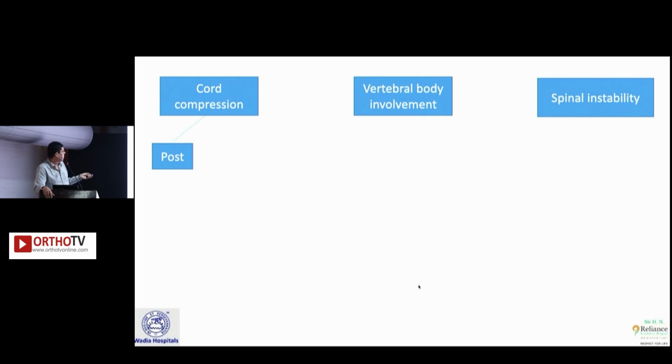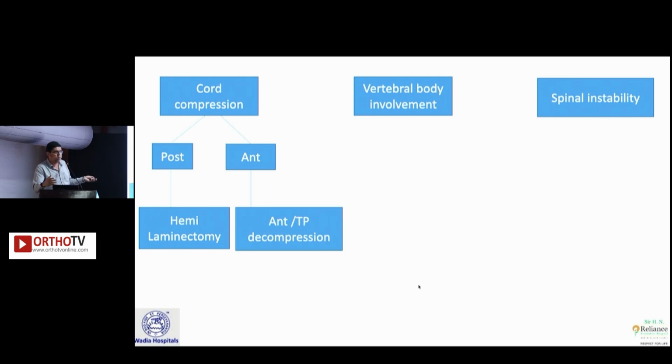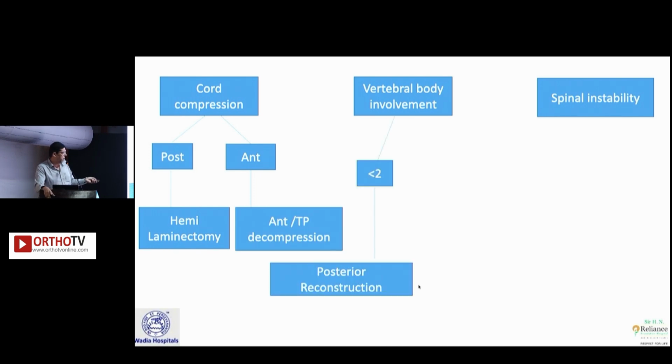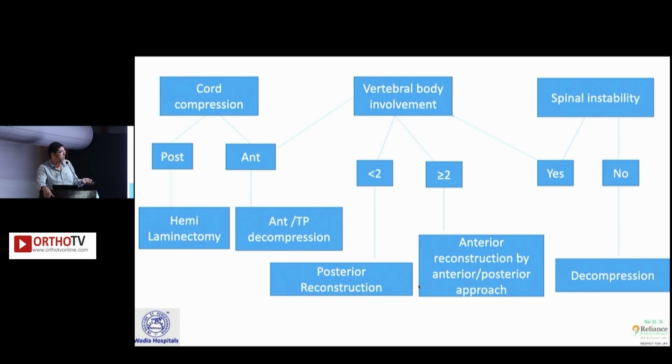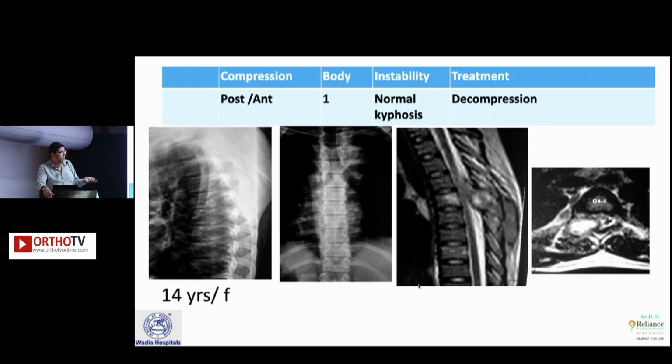looking at all three things together. So if the cord compression is posterior, you just do a hemilaminectomy. If there is anterior compression, then you need to do anterior or transpedicular decompression. If the vertebral body involvement is less than 2, you can just get away with the posterior reconstruction. If it's more than 2, then you need to do anterior reconstruction with the posterior approach. And for spinal instability, if it's present, then you look at how many vertebrae are involved, and then you follow that algorithm. All right? And if there's no instability, then you just get away with the decompression.